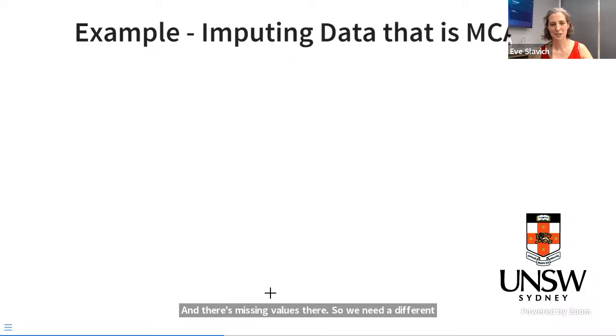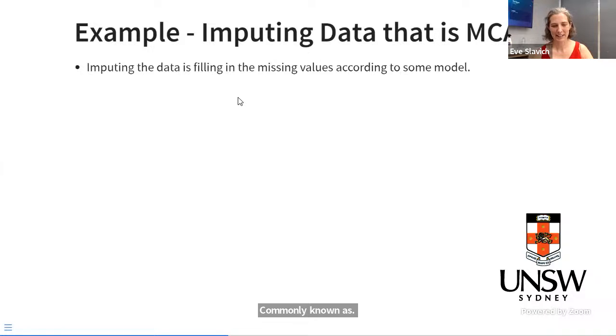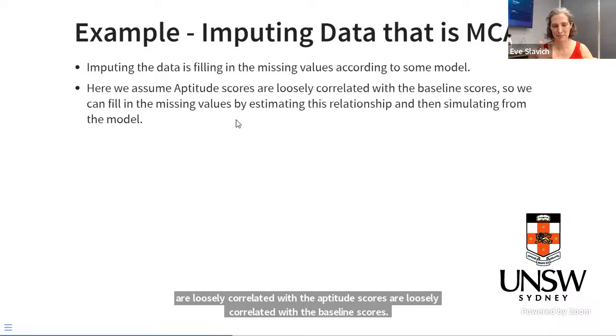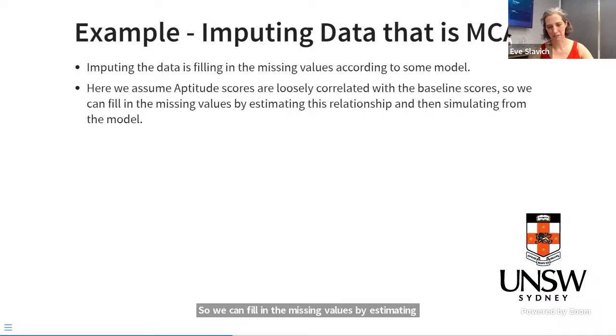So this is where we come to imputing data. So who's heard of imputing data? Commonly known as making up data. But it's not just making it up. Imputing data is filling in the missing values according to some model. So here, we're going to assume that the aptitude scores are loosely correlated with the baseline scores. So we can fill in the missing values by estimating this relationship and then simulating from the model.